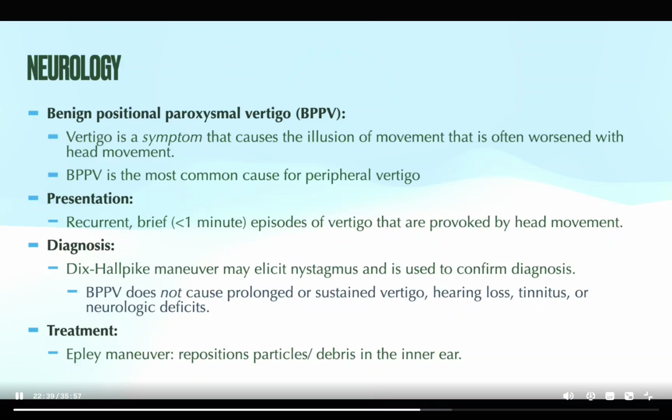First-line treatment for patients with BPPV is the Epley maneuver, so another fun maneuver to learn, and it helps to reposition the particles or debris in that inner ear. So you can actually do this in the office, or the patient can be taught to do a modified version at home. I recommend if you're going to do this in the office, you try it at home first.